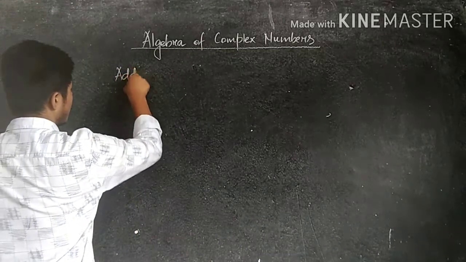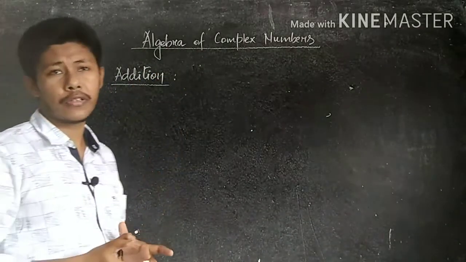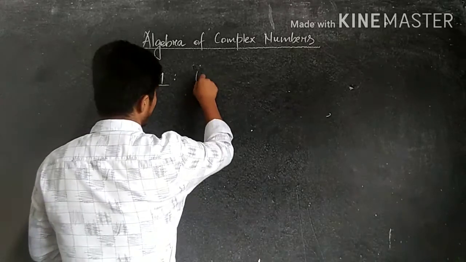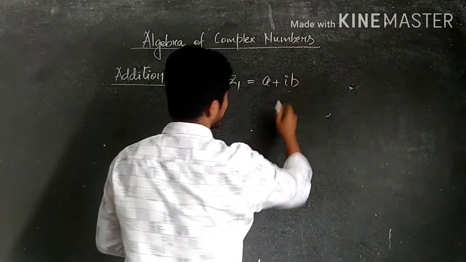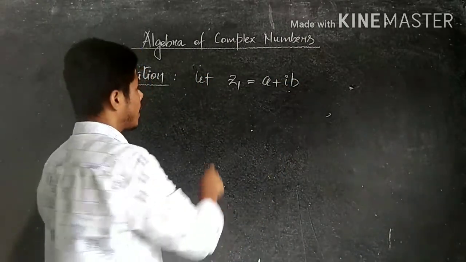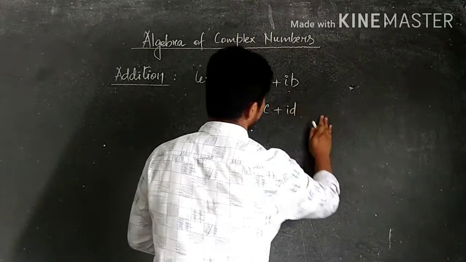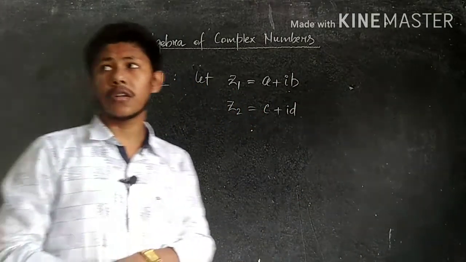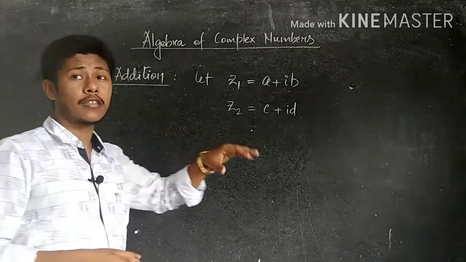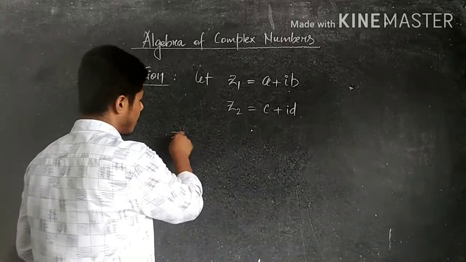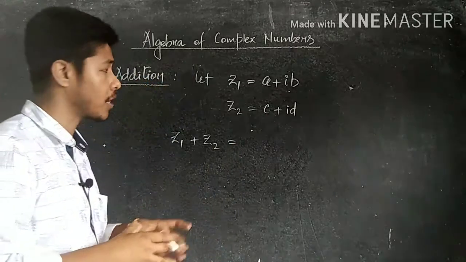In case of addition, suppose we consider 2 complex numbers. The first complex number is z1 equals a plus ib. And secondly, we consider another complex number, c plus id. Suppose the second complex number is this one. So now the question arises, how can we add these 2? Because the topic is addition, if we add the first complex number z1 and the second one z2, how can we add?